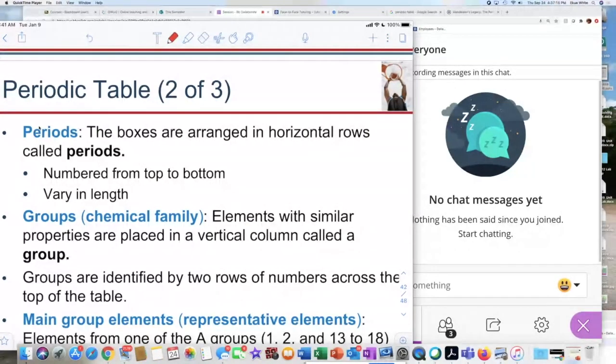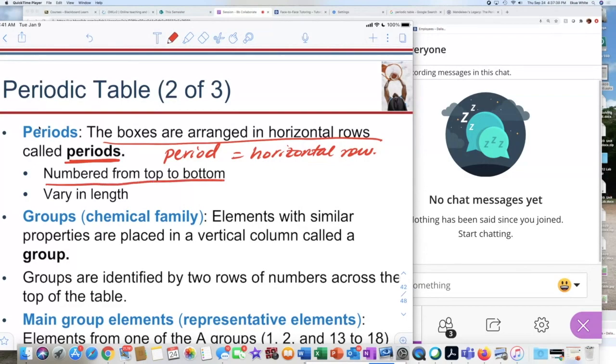So in the periodic table, the elements are arranged in horizontal rows from left to right. And these are also called periods, okay? So be aware of this term. The period is also the horizontal row from left to right. And the periods are numbered from the top to the bottom, and they vary in length.